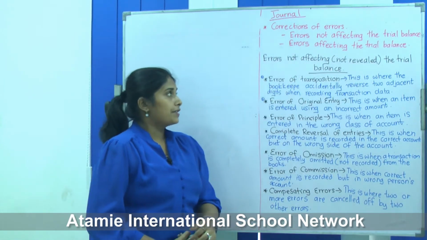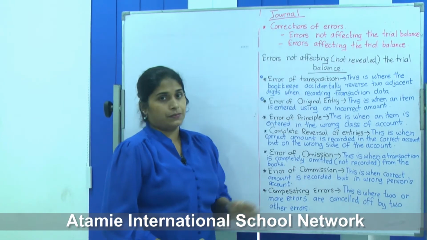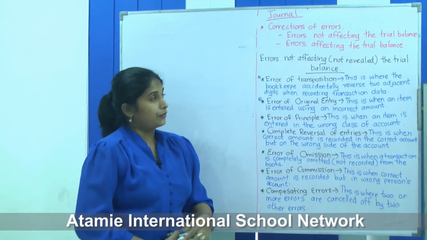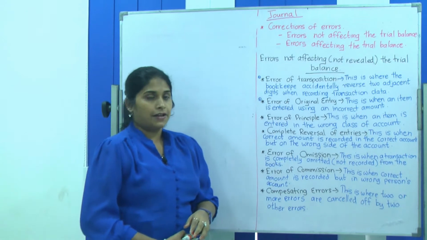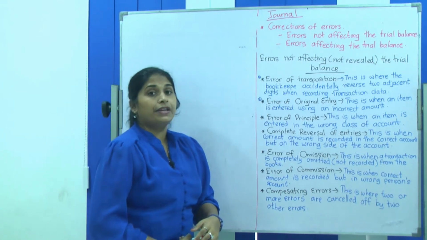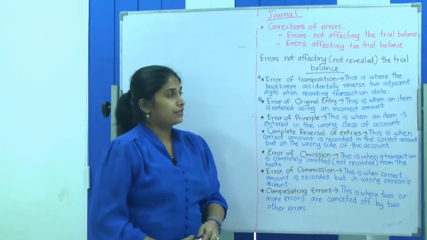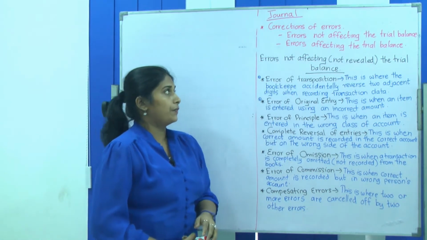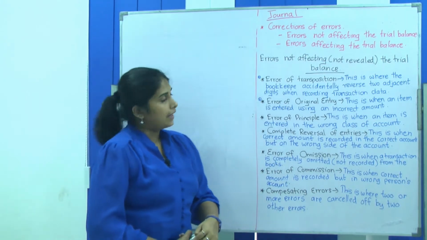The other type is errors which affect the trial balance. That means when these errors occur, the trial balance won't get tallied. So there are two types of errors. Errors not affecting the trial balance: even though these errors occur, the trial balance will be tallied. You know what the trial balance is. The second type is errors affecting the trial balance: when these errors occur, the trial balance won't get tallied.